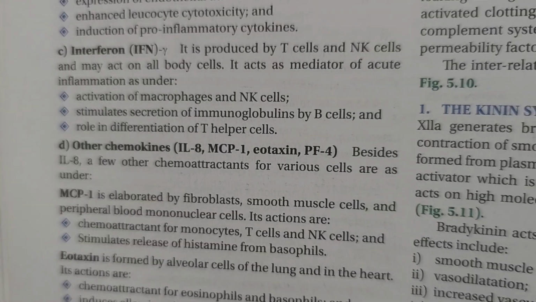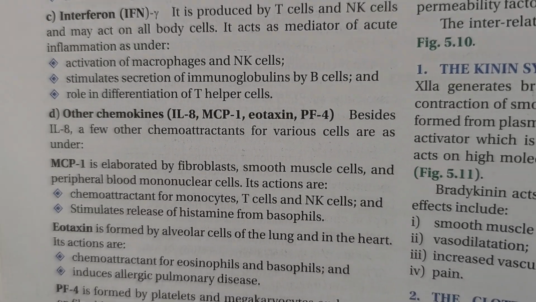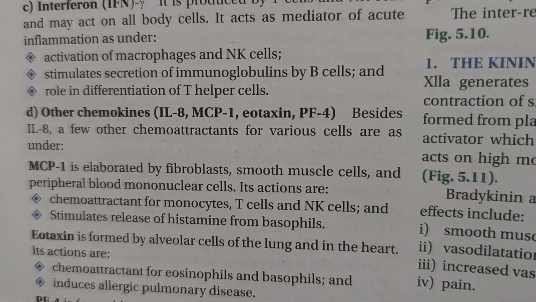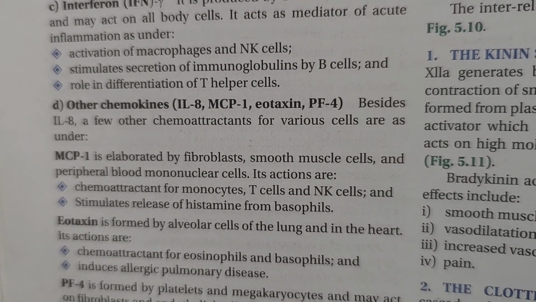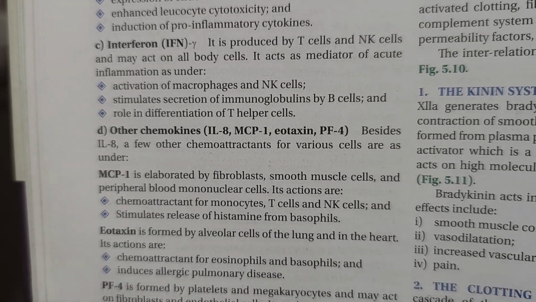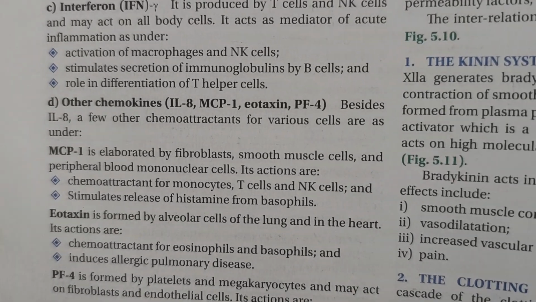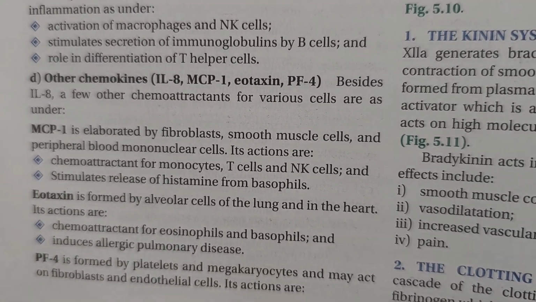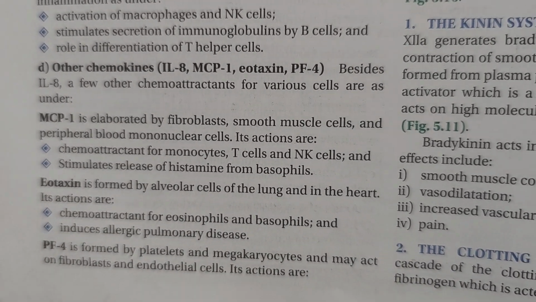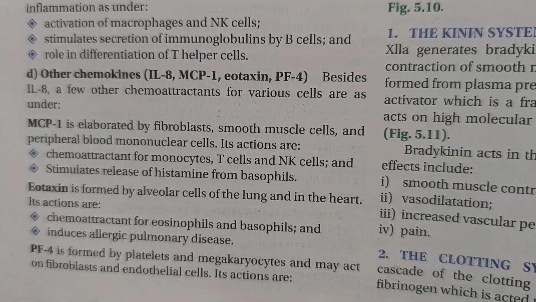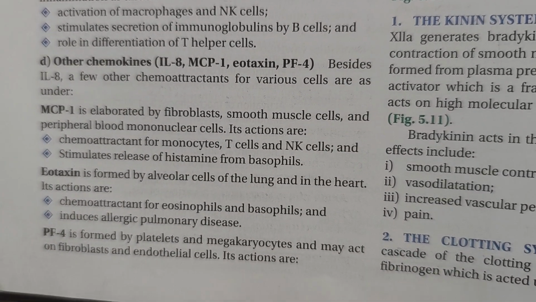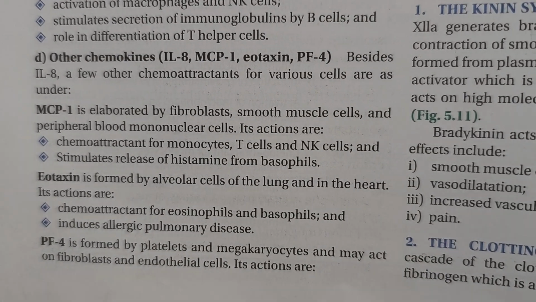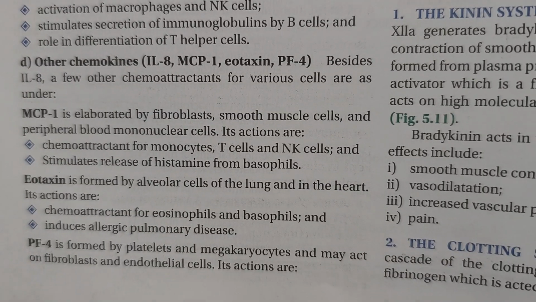Other chemokines like IL-8, MCP1, eotaxin, PF4. Besides IL-8, a few other chemoattractants for various cells are as under. MCP1 is elaborated by fibroblasts, smooth muscle cells and peripheral blood mononuclear cells. Its actions are chemoattraction for monocytes, T cells and NK cells, and stimulating the release of histamine from basophils.